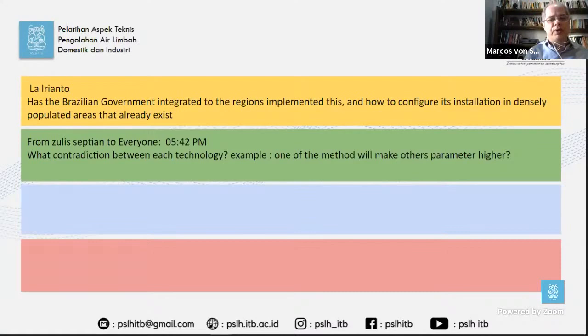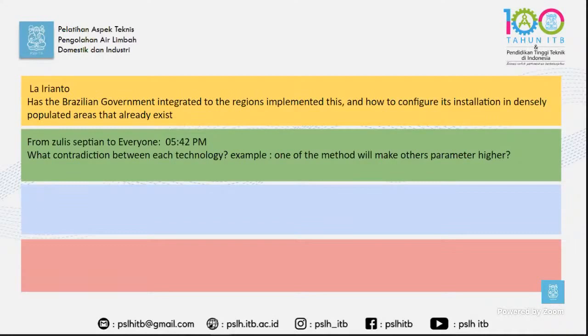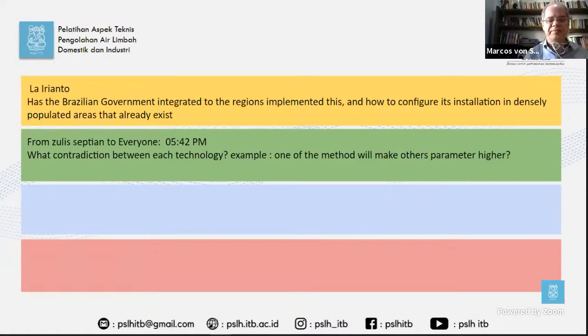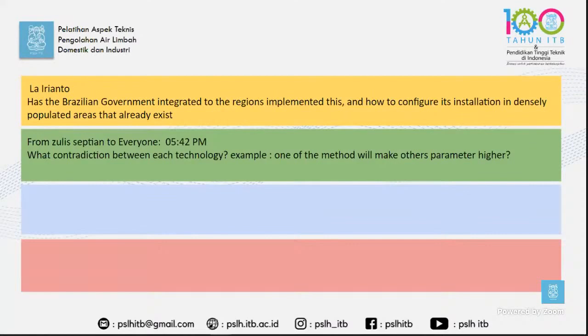Okay. Thank you. So I'm trying to understand the green question. It's the contradiction between each technology. So one of the technologies will make other parameters higher. I'm not quite sure to get this question. I'm not sure as well.